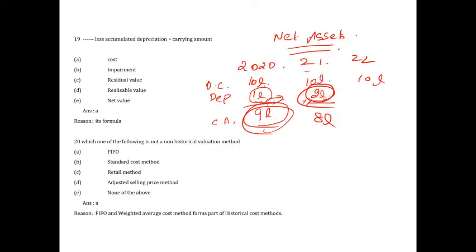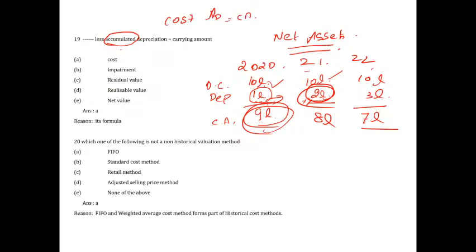Now in year 3, I am standing at 22. Original cost is 10. First year's 1 lakh, second year's 1 lakh, and the current year's 1 lakh. So total 3 lakhs would be my accumulated depreciation. So now the carrying amount would be 7 lakhs. If you see, my balance sheet will show 7 lakhs. You're getting my point? So remember, that's the reason we are using the word accumulated. Cost minus depreciation would be your carrying amount.